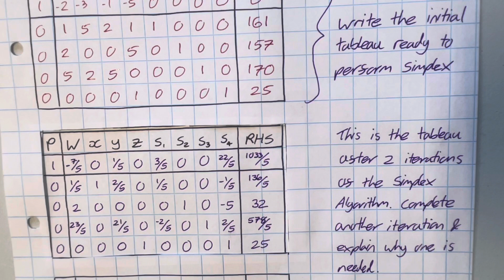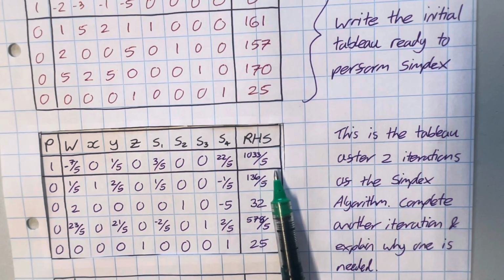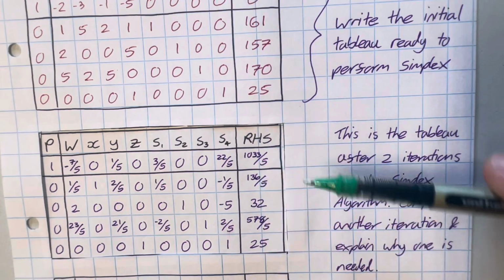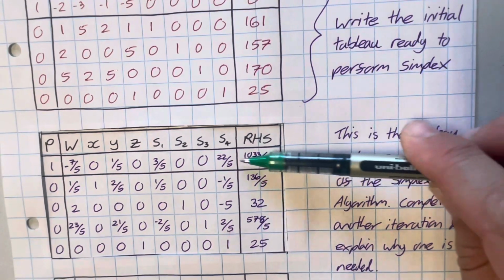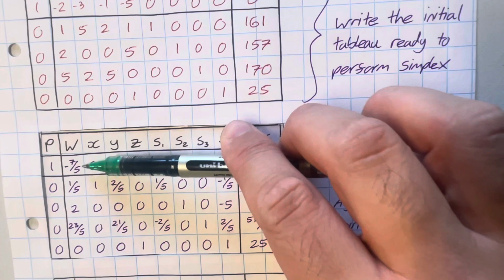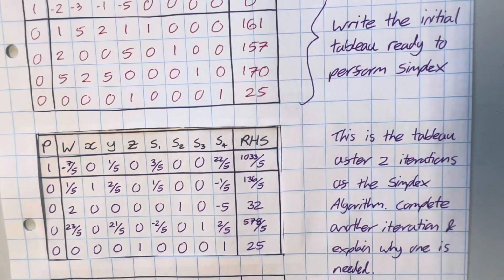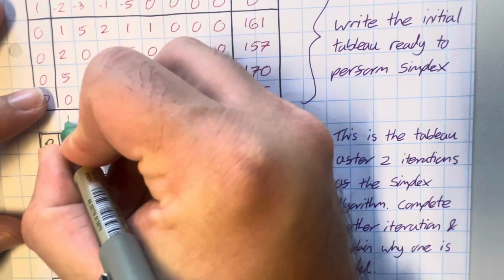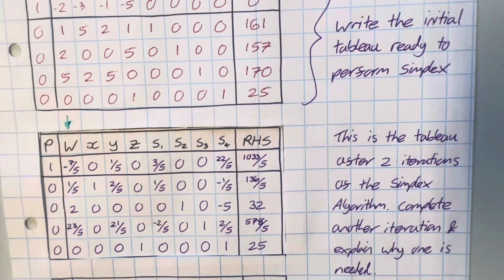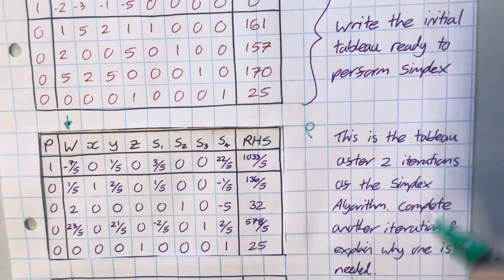Let's just explain verbally why one is needed. Have a quick think. One is needed because if we look at our objective row, we have a negative number. Because there is a negative number in the objective row, we need to do another iteration of Simplex because we have not arrived at our optimal vertex. That is the only negative number, so that is the column that is chosen for our pivot. And we now need to conduct a ratio test.